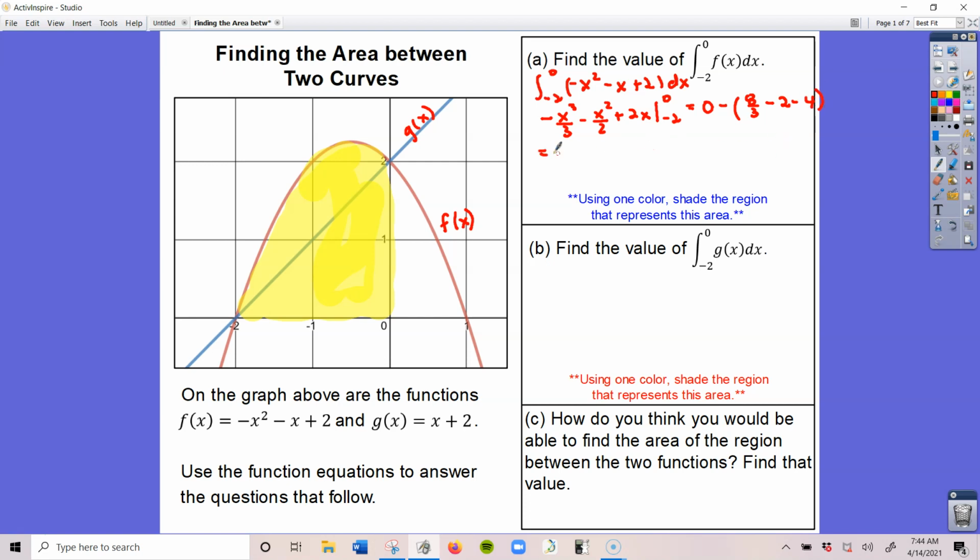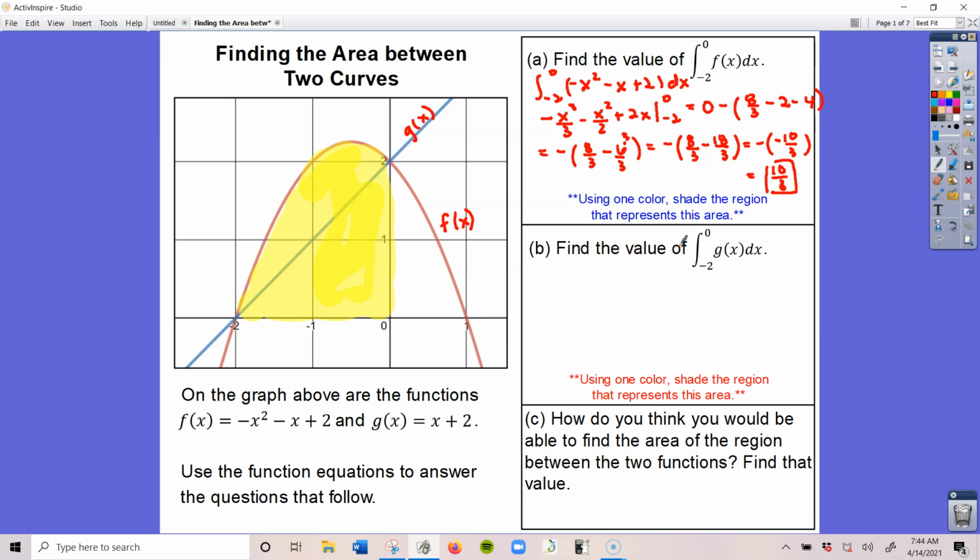Work this out, we get negative 8 over 3 minus 6, which we're going to have to put with the same denominator. So we end up with negative 8 over 3 minus 18 over 3, which equals negative 10 over 3, and gives me a final answer of 10 over 3.